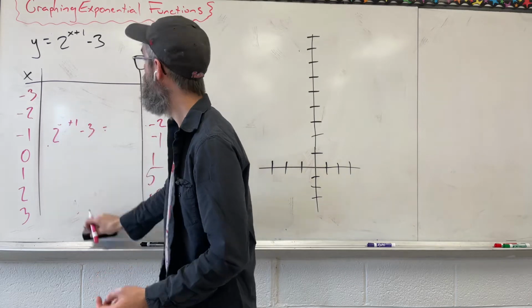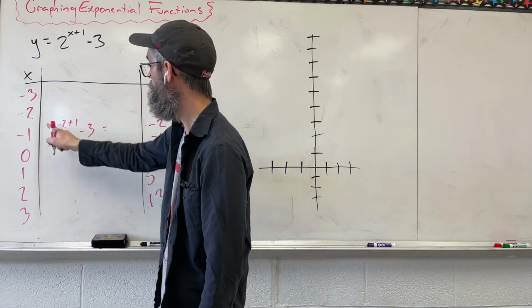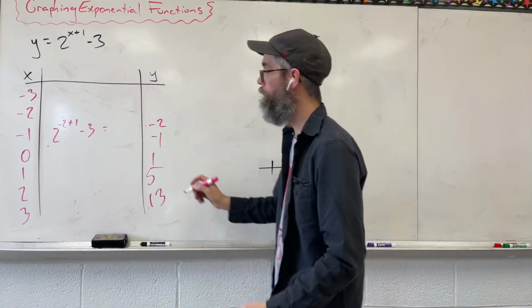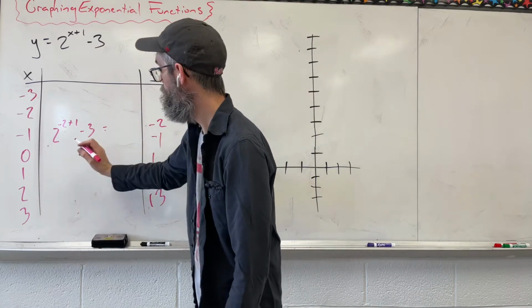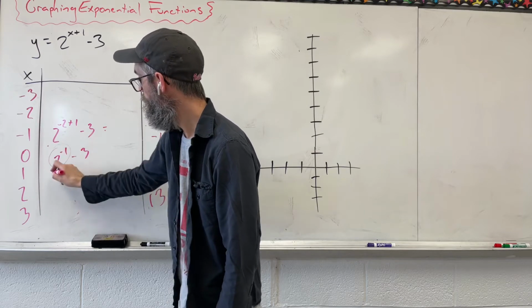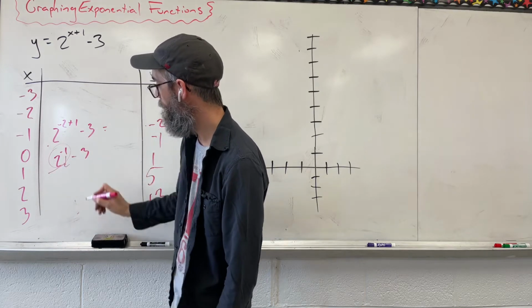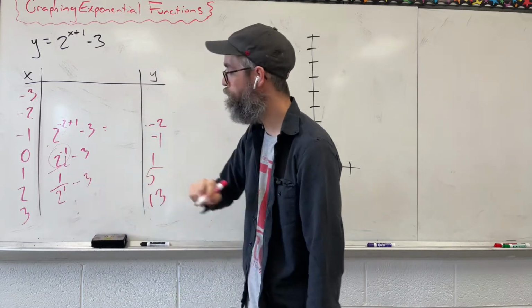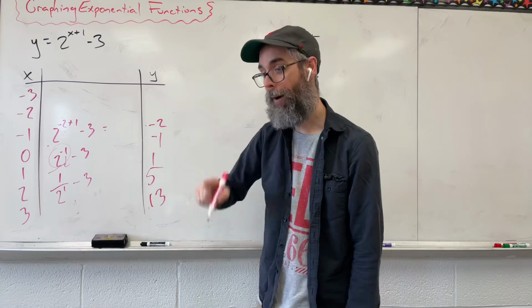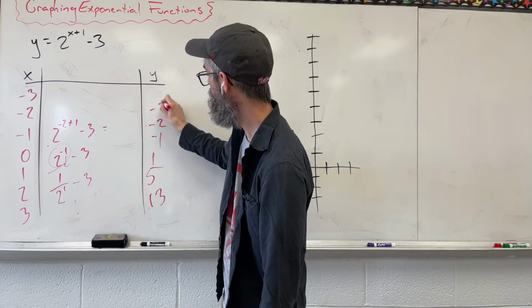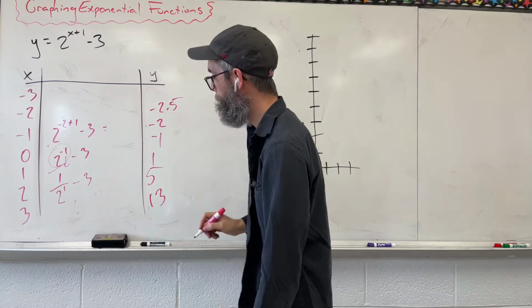Great. Let's do it again. This time, let's put negative 2 in that x spot. So negative 2 plus 1 gives us 2 to the negative 1 power minus 3, which I want to move below that fraction line, giving us 1 over 2 to the first minus 3, which is 1 half. 1 half minus 3. 0.5 minus 3 is negative 2.5.